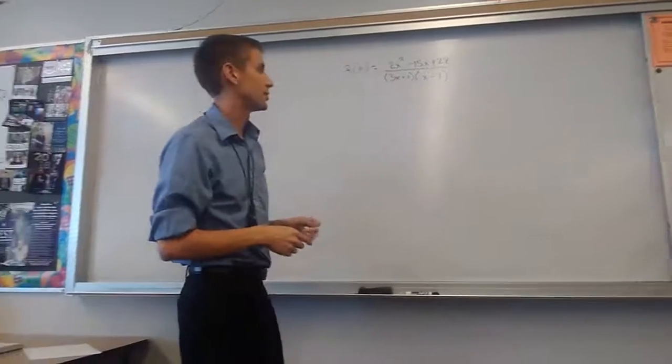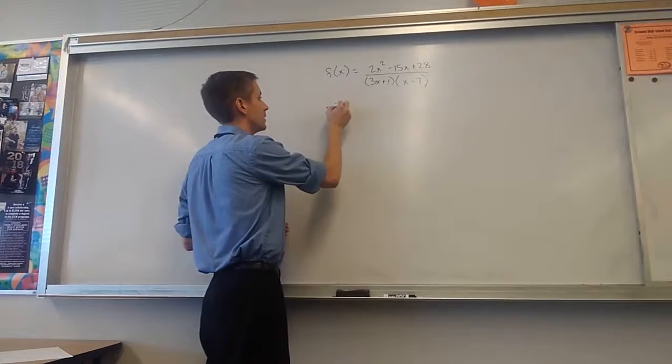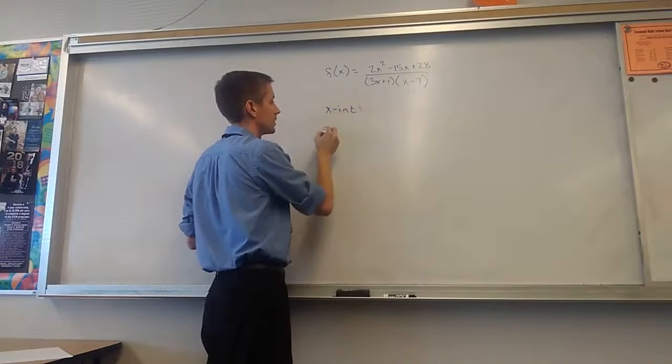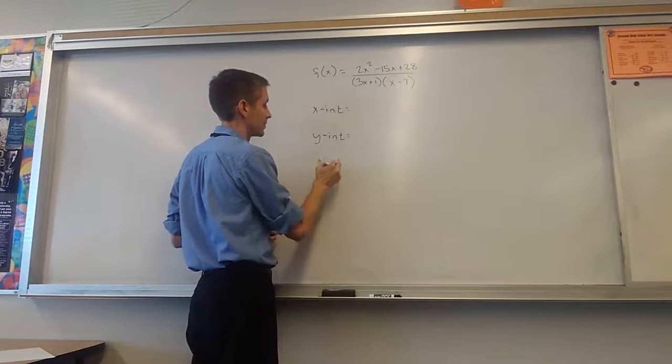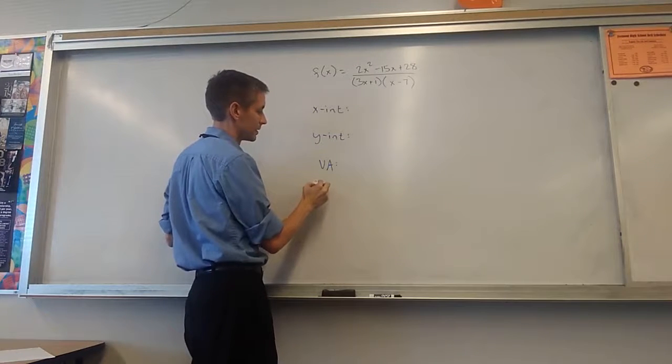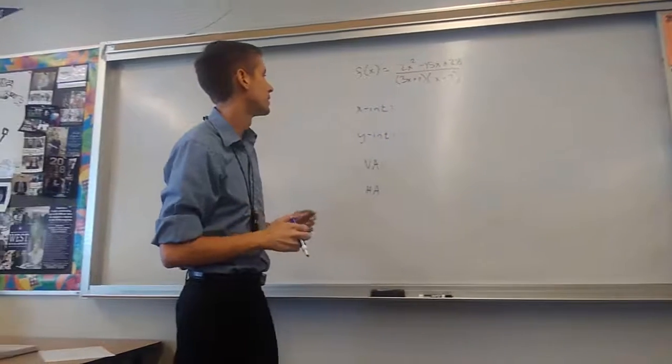To take a look at this function and find the four things that we've been finding today: the x-intercepts, the y-intercept, the vertical asymptote or asymptotes, and also the horizontal asymptote for this function.